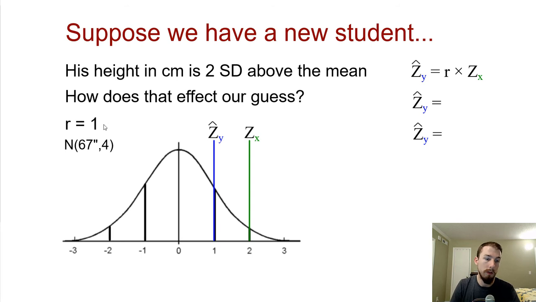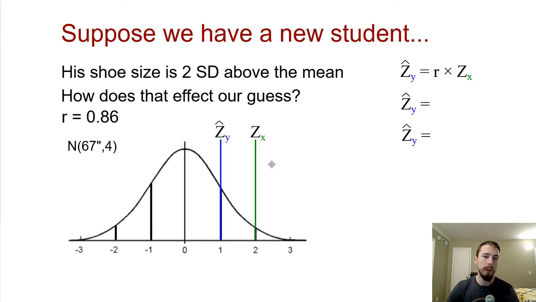So if there's a correlation of 1, a perfect association, and we know he's 2 standard deviations above the mean in centimeters, that means he also has to be 2 standard deviations above the mean in inches. So here we do 1 times the z-score of the x term for centimeters, which is 2, meaning he has to be 2 standard deviations above the mean, which in this case would be 8 inches more, which would be 75 inches. Okay, no big deal, which is 6'3".